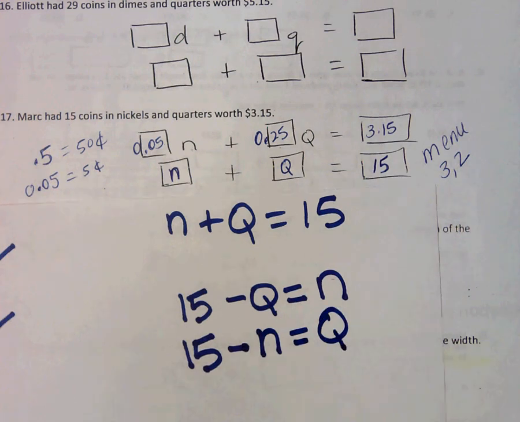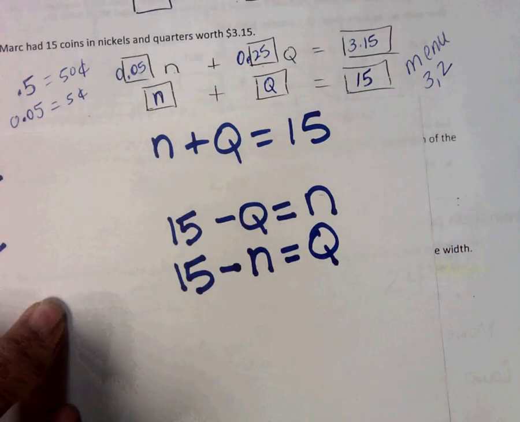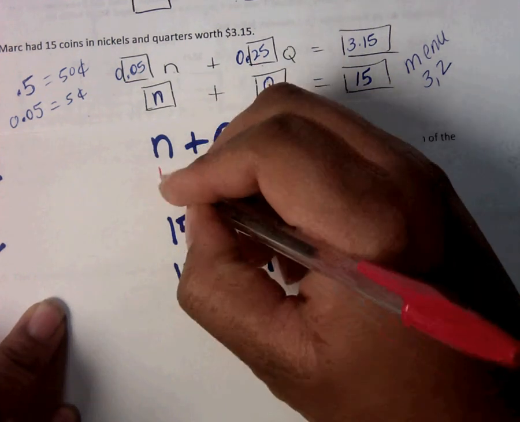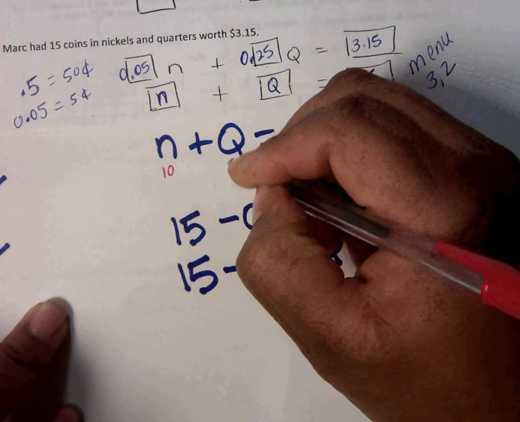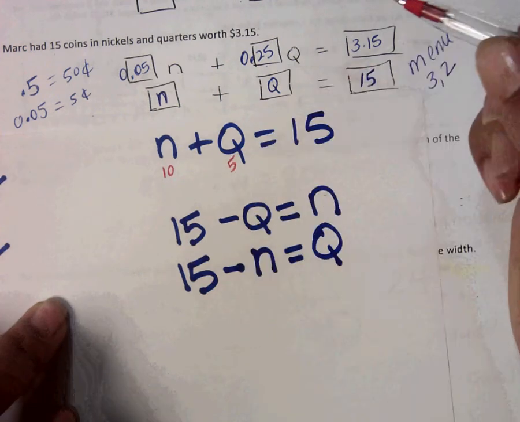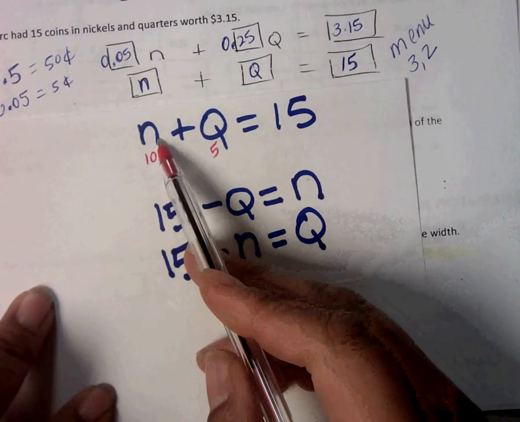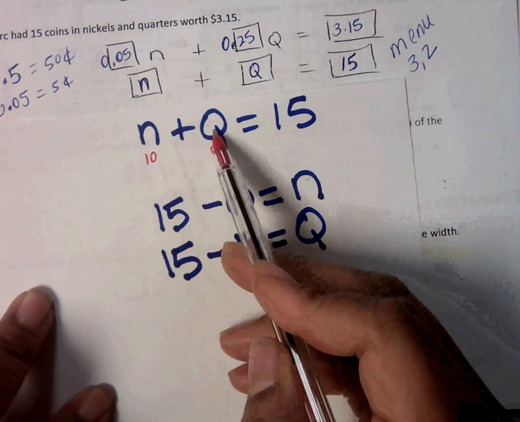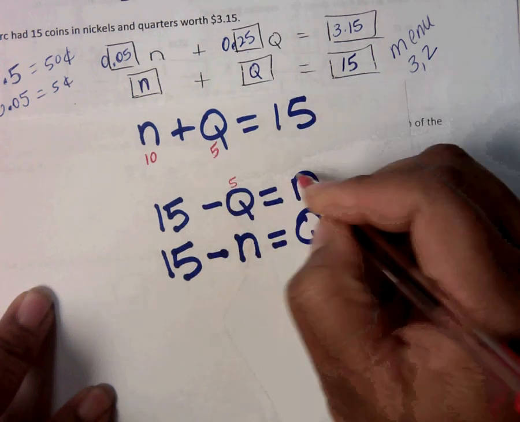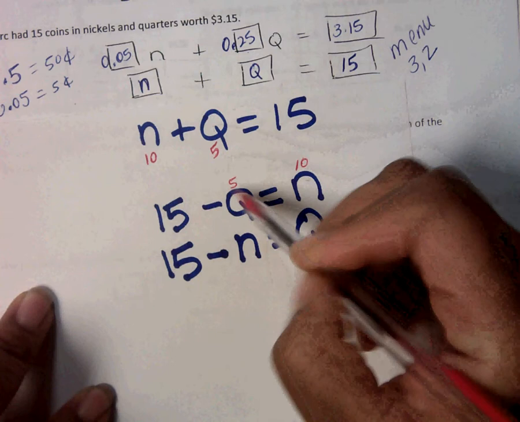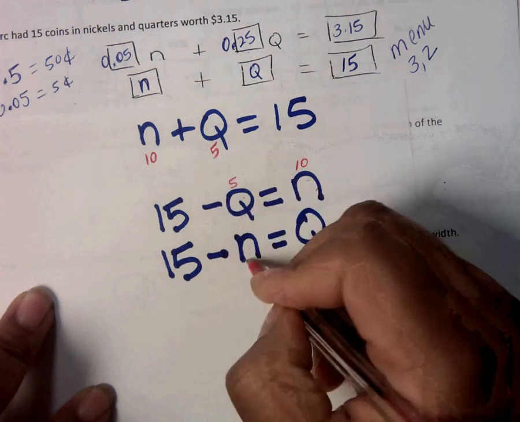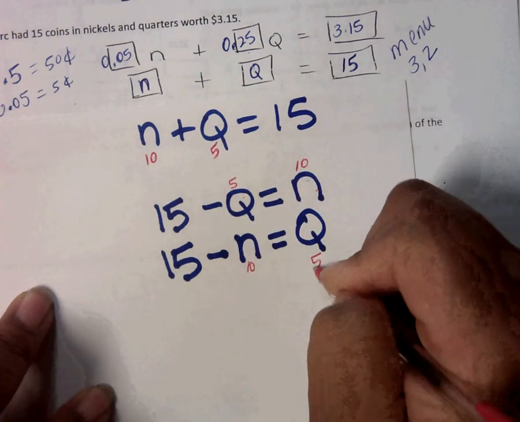Now, for those that say, I don't get that, well, let's plug in some numbers and see how true this is. Give me two numbers that give us 15. Yeah, I like 10 and 5. Easy numbers. So, N is 10, Q is 5. So I'm just going to go in and fill in real quick. 5 is Q, N is 10, N is 10, 5 is Q.